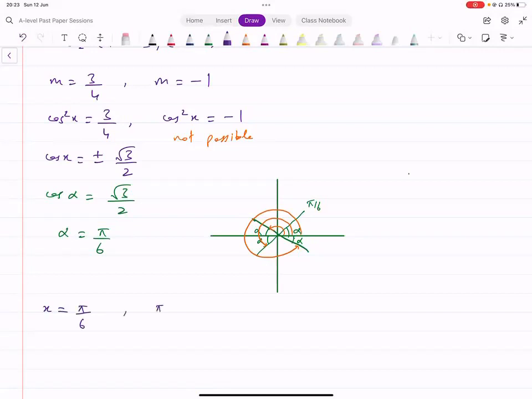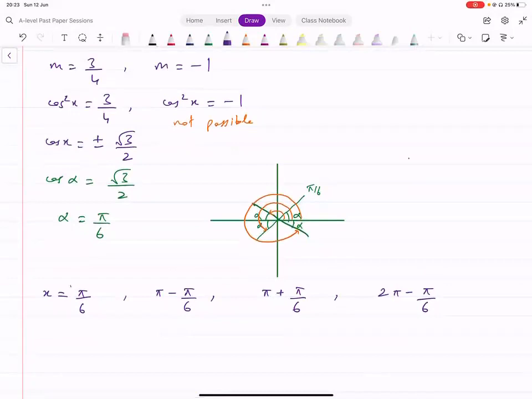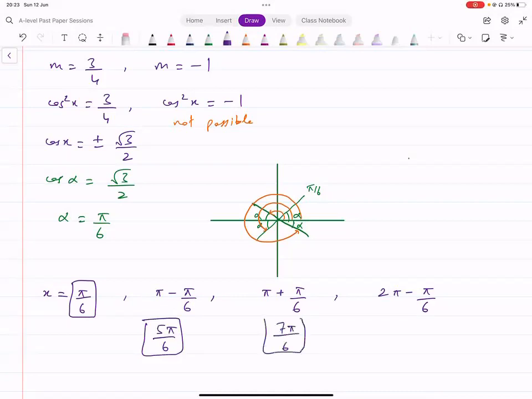In the second quadrant it's going to be pi minus pi over 6. The third quadrant is going to be pi plus pi over 6. And in the fourth quadrant, it's going to be 2 pi minus pi over 6. Let's evaluate all of them. The first one is pi over 6, we have that already. The second one is going to be 5 pi over 6. The third one is going to be 7 pi over 6. And the last one is going to be 11 pi over 6. So these are the values of x that we were looking for.